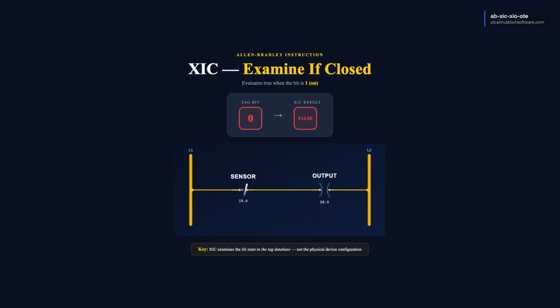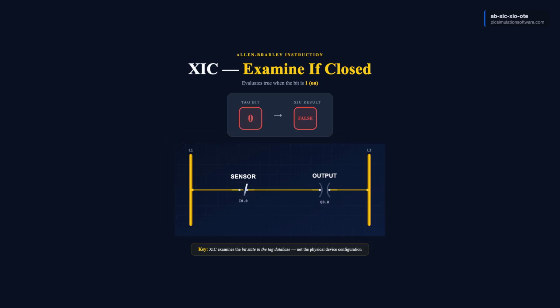Start with XIC. XIC stands for Examine If Closed. In Allen Bradley ladder logic, the name refers to a bit state in the PLC tag database, not the physical state of a field device. XIC evaluates true when the bit it is examining is set to 1. That is the closed state in ladder logic terminology. Think of it as, is this bit on right now? The bit could be driven by a push button, a proximity sensor, an internal flag, or a timer output. If the bit is 1, XIC evaluates true. Current flows through the contact to the right.